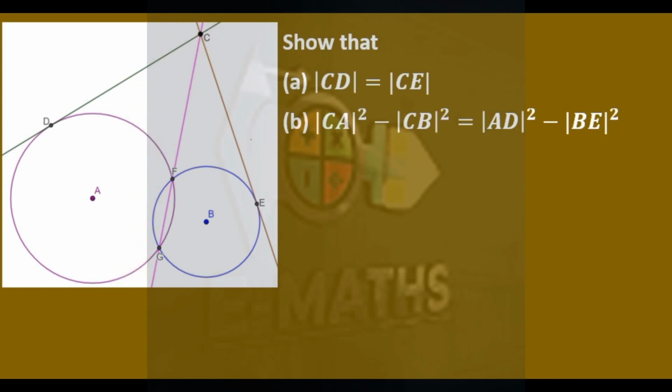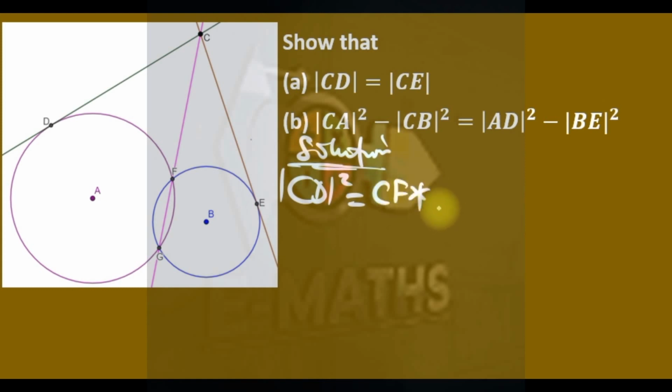So from the theorem that says that CD squared is equal to CF times CG. The square of the length of the tangent is equal to the external segment CF times the secant line CG.